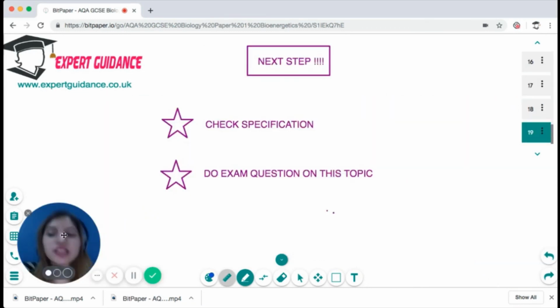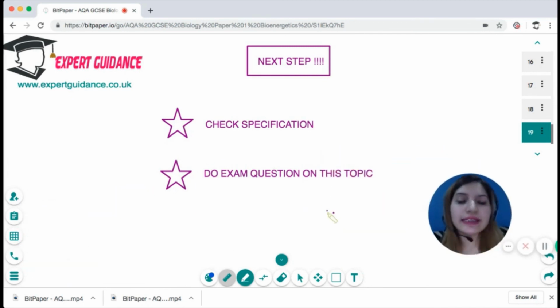So I hope all these topics and all these terms are clear to you. Now, as I always stress, the next step is to check the specification to make sure that whatever is mentioned in the specification, you understand well. And you have to do exam questions on this topic, which you can find on my website.